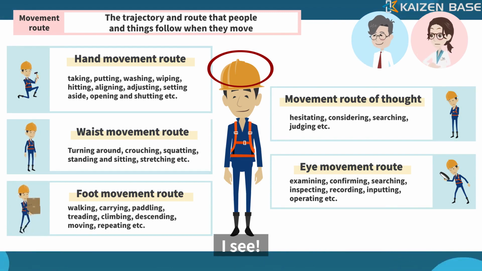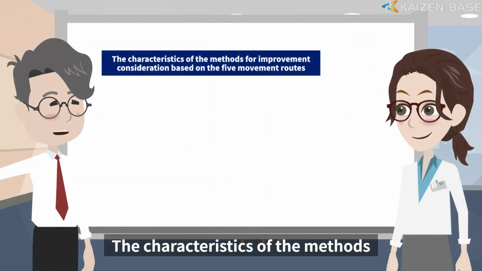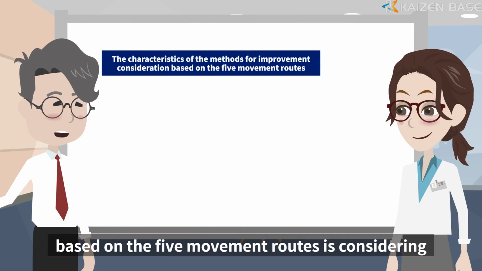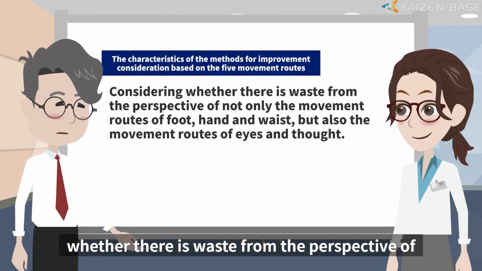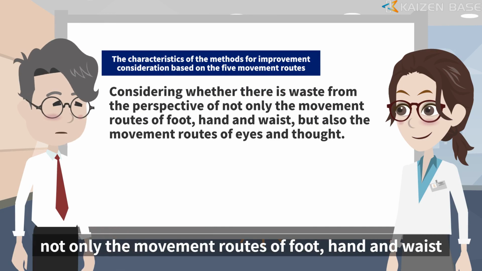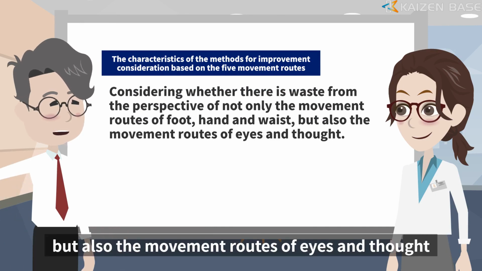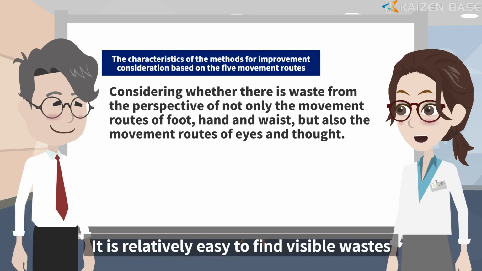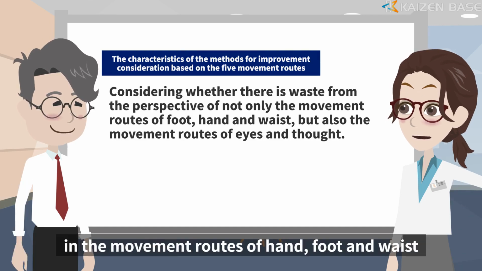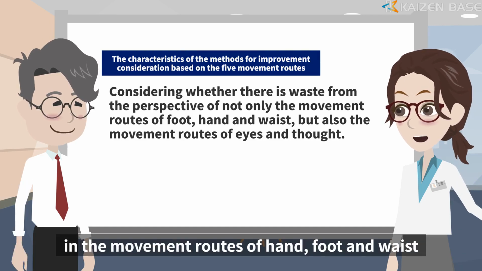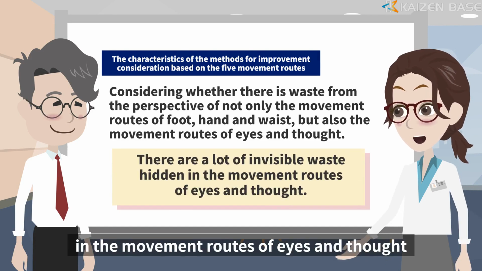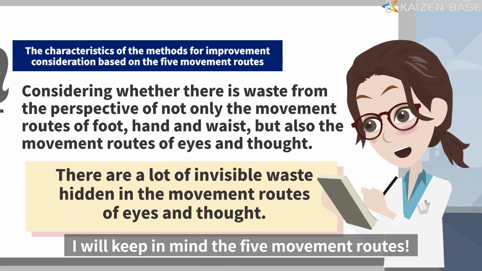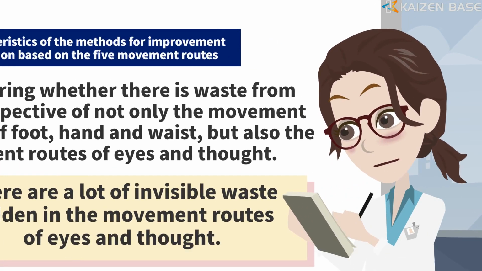I see. The characteristic of the method for improvement consideration based on the 5 movement routes is considering whether there is waste from the perspective of not only the movement routes of foot, hand and waist, but also the movement routes of eyes and thought. It is relatively easy to find visible wastes in the movement routes of hand, foot and waist, but actually there is a lot of invisible waste hidden in the movement routes of eyes and thought. I will keep in mind the 5 movement routes.